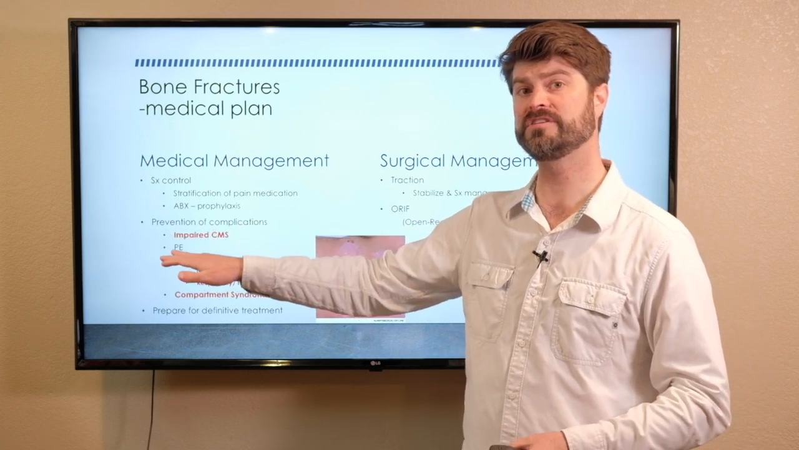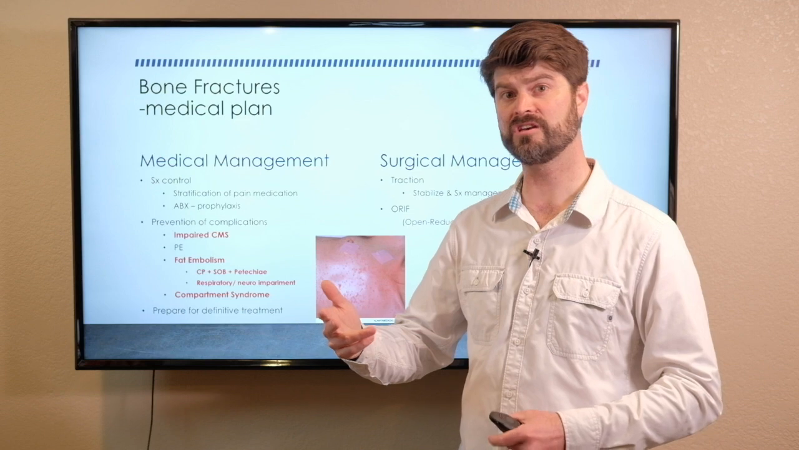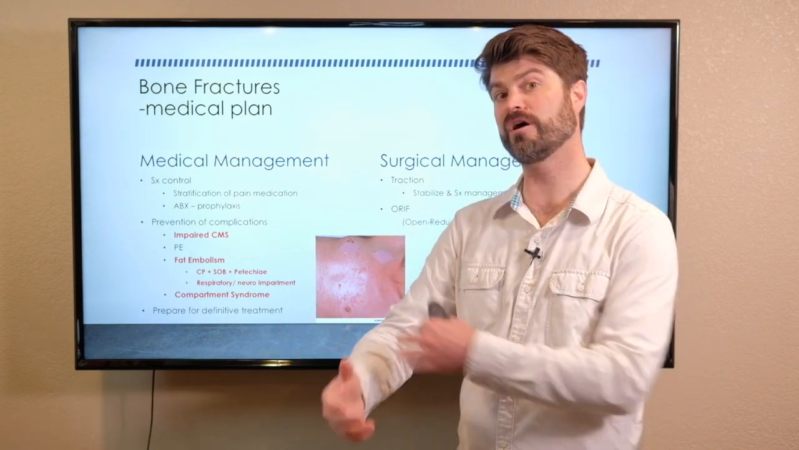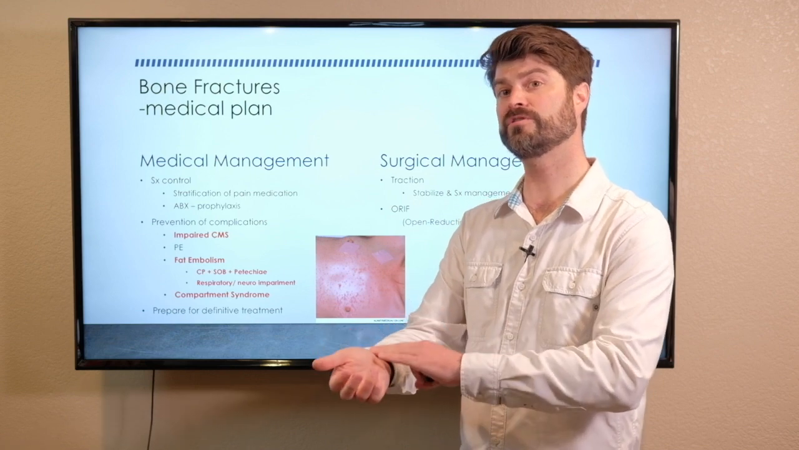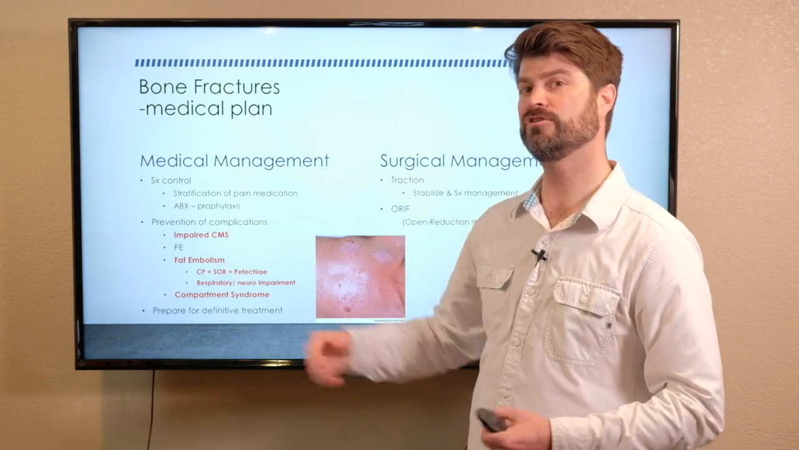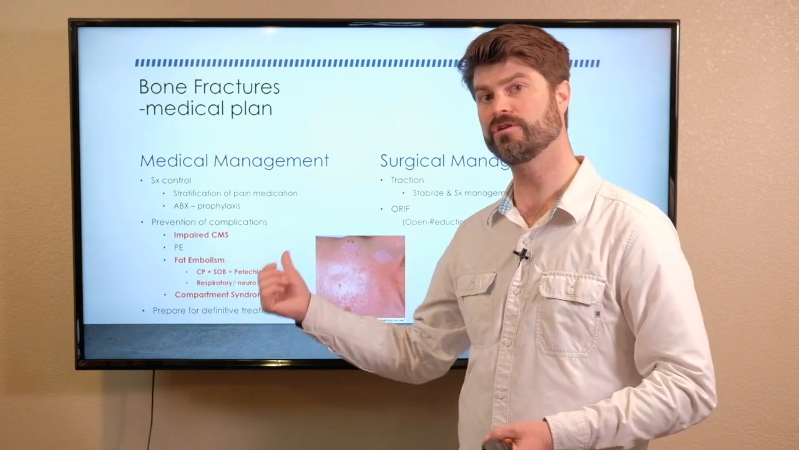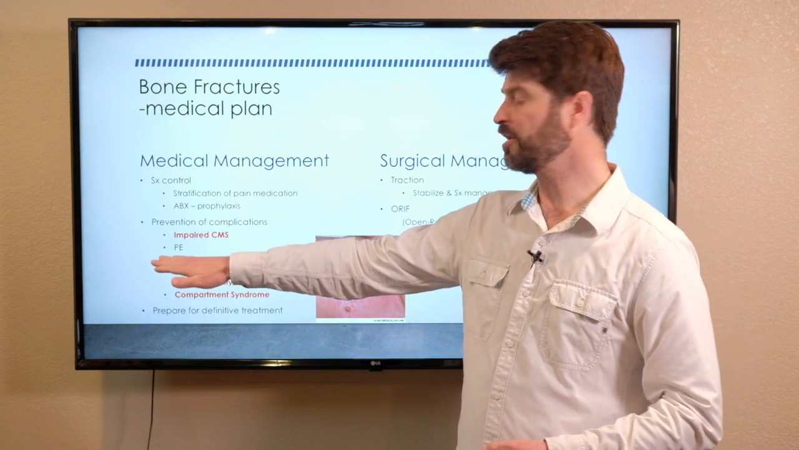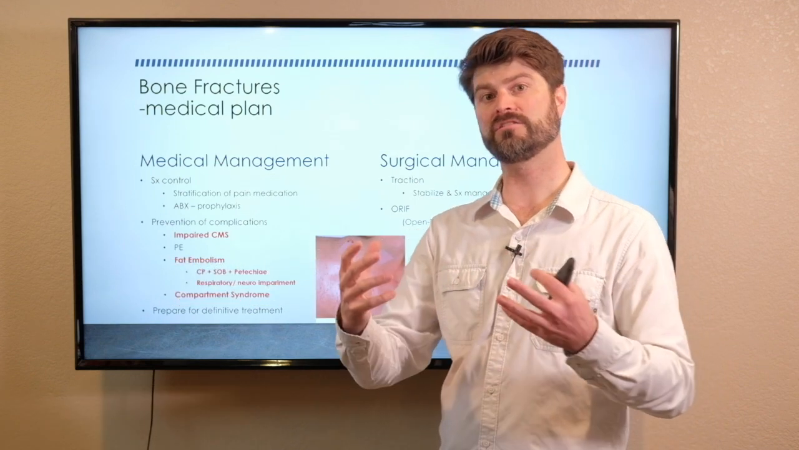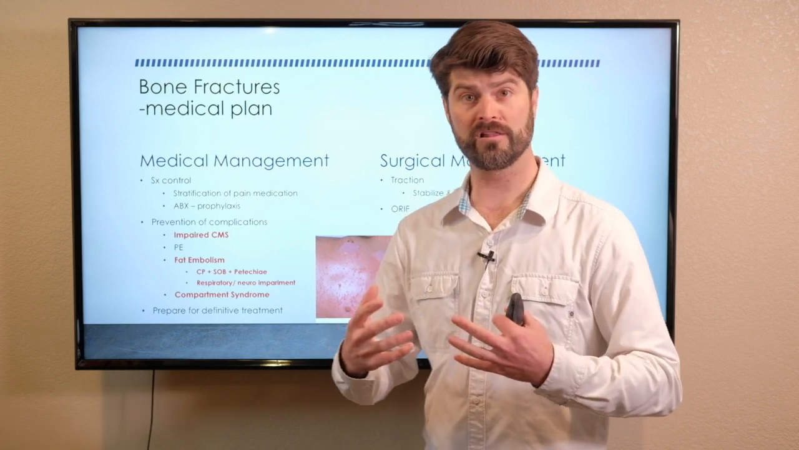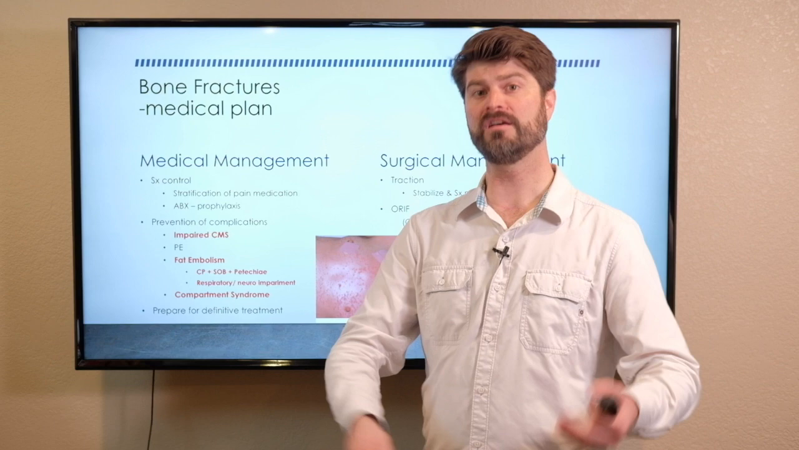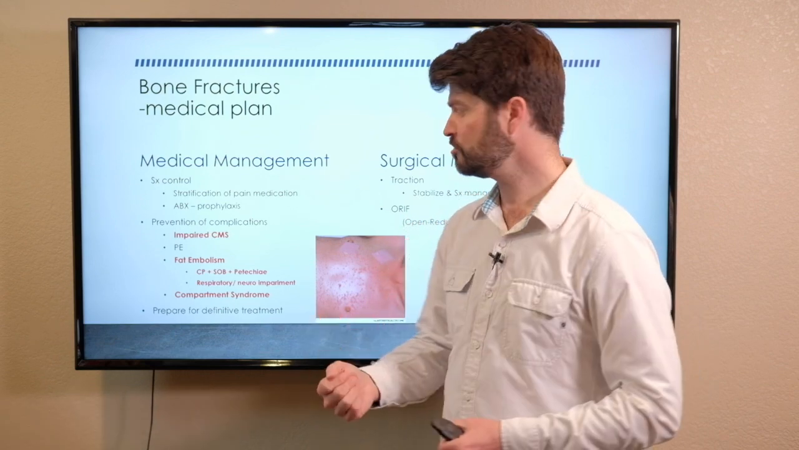So impairment of CMS, circulation, motion, sensation: always, always, always, as long as we have that acute inflammation going on from a fracture, we want to make sure that downstream they still have good circulation and that we're not seeing any neurologic deficits with their motion or sensation. Pulmonary embolism can also be a complication. Anytime the body is launching an immune response, forming clots, there's a risk that those clots could start to travel around the body, landing in the lungs, which could be an issue.